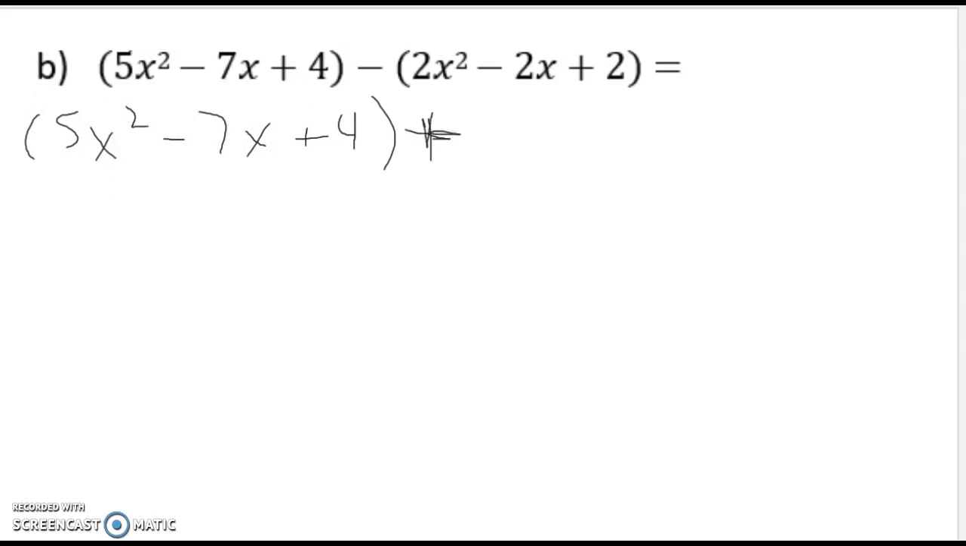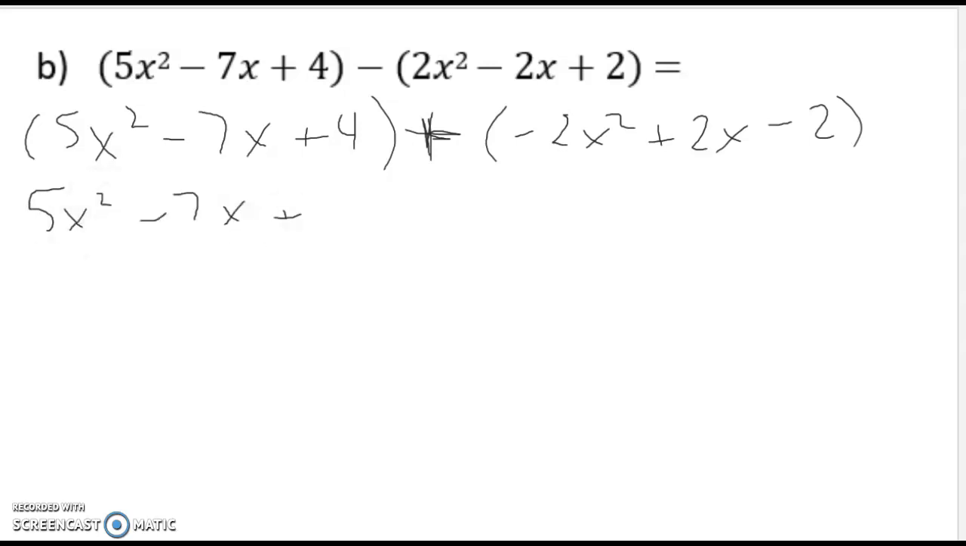Now plus, and we're changing it. So 2x squared turns into a negative 2x squared. Negative 2x is a positive 2x. Positive 2 turns to a negative 2. And now we're going to rewrite without the brackets. So 5x squared minus 7x plus 4. And now we start here without the brackets. Negative 2x squared plus 2x minus 2.